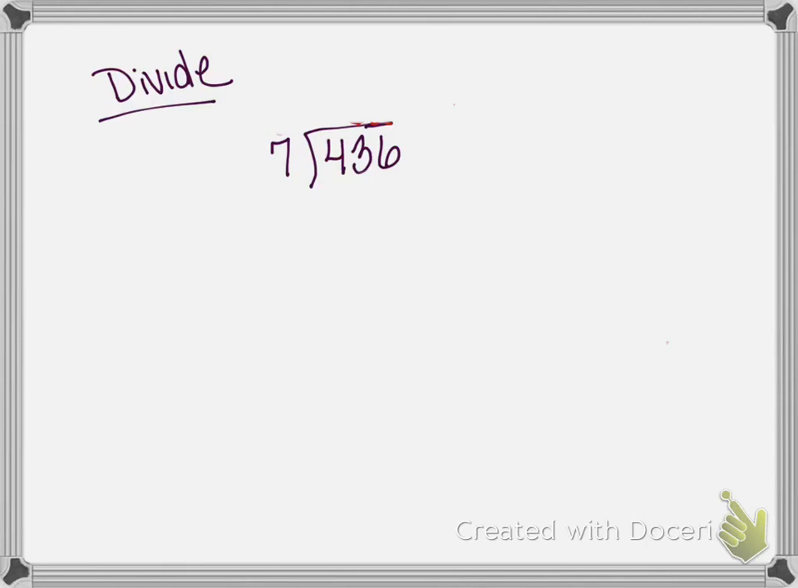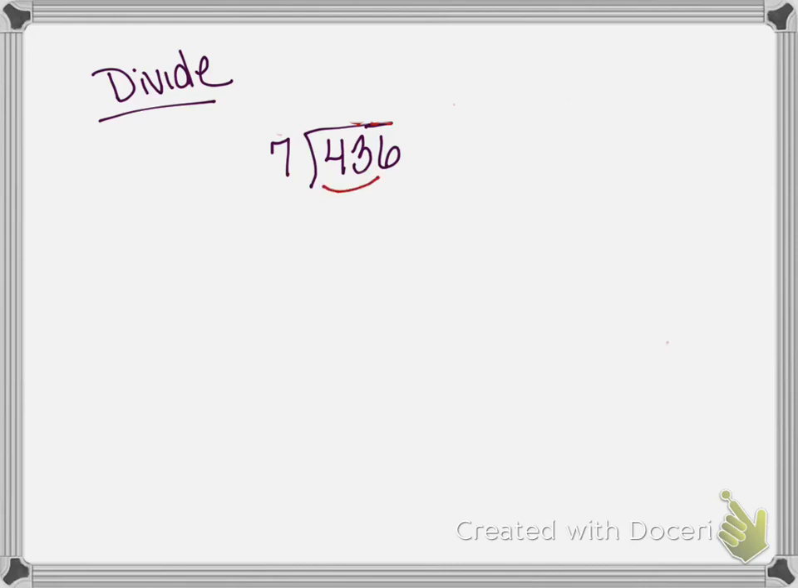Okay, how many times does 7 go into 4? None. 0, okay? I could write a 0 here, but I don't have to. But I could write a 0 there. Okay, how many times does 7 go into 43?